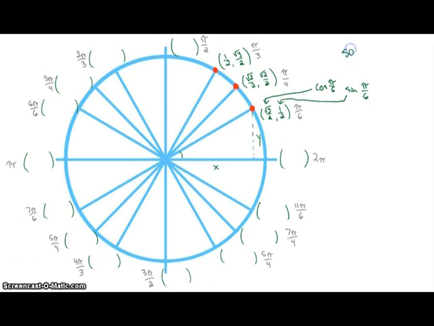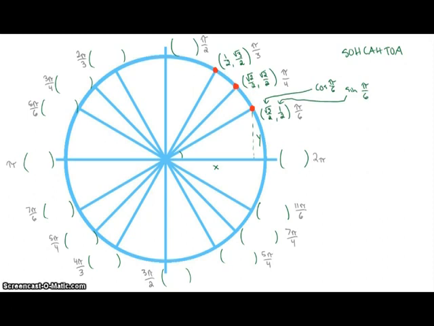So let's remember SOHCAHTOA first. For the cosine, the x, it's adjacent over hypotenuse. So the adjacent of the angle is x over the hypotenuse, which is 1. So that's equal to x, which is the x-coordinate. So that's why it's cosine. And the same thing applies to y, except it's opposite over hypotenuse, so it's y over 1, which is y.